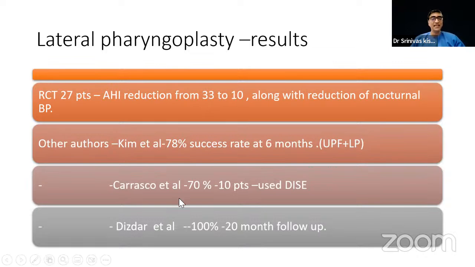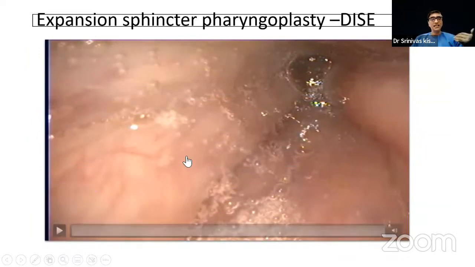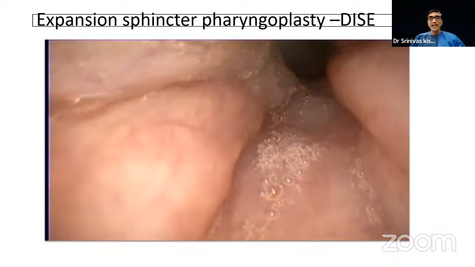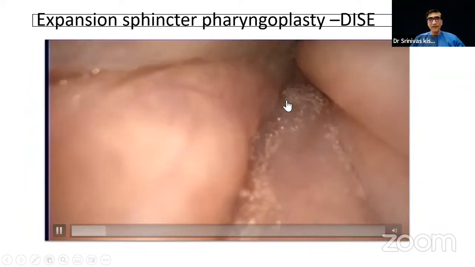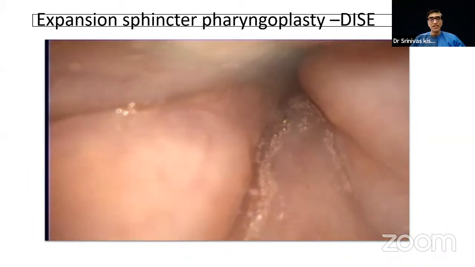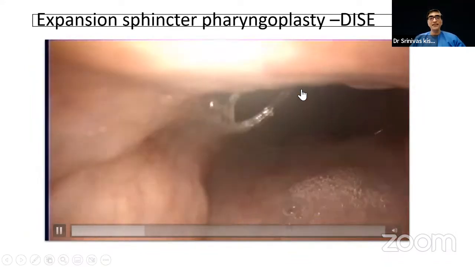As you have seen, the studies that have been published have got great results. Now, I do this particular procedure, which was taught to me by my professor, Professor Tucker Woodson, and I do a variation of that. And when do you do expansion sphincter pharyngoplasty? In patients on DISE, you see a lateral collapse happening at the level of the velum. The velum, just to brush up your memory, is that part of the soft palate that touches the posterior pharyngeal wall.